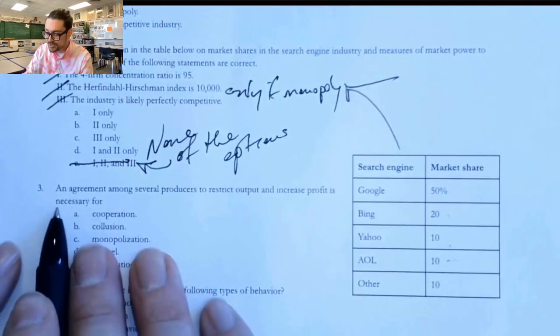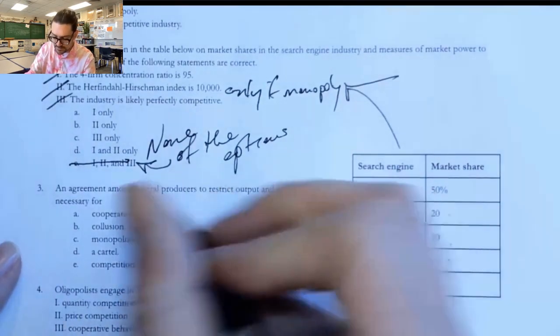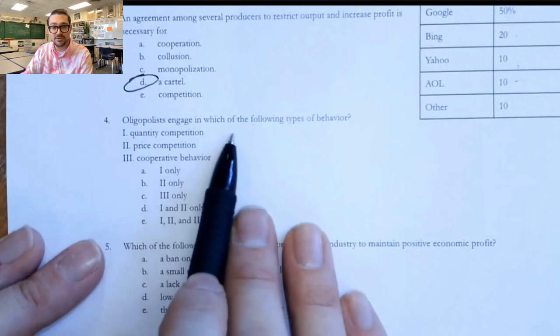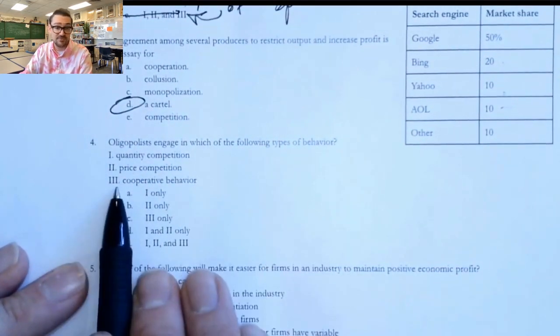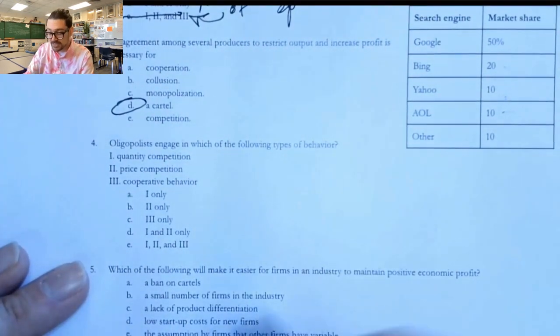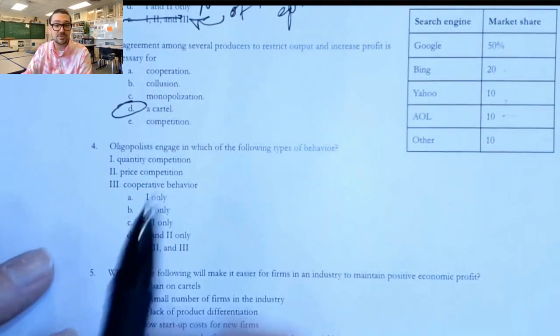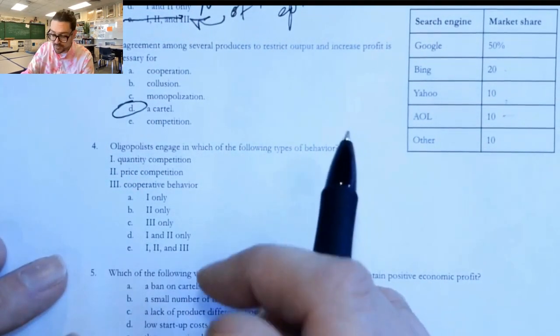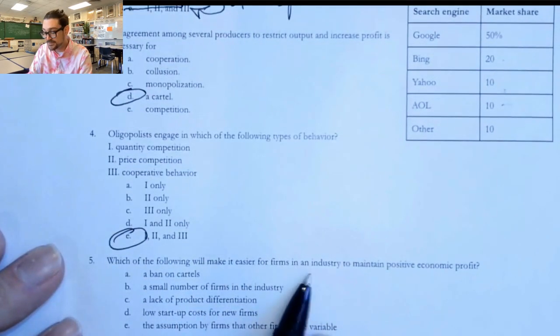Number 3, an agreement among several producers to restrict output and increase profit. That is a cartel. Number 4, oligopolists engage in what types of behavior? Quantity competition, price competition, and cooperative behavior. They engage in all 3 of those particular things. And so they will sometimes compete, and sometimes they will cooperate. So we'll say E.